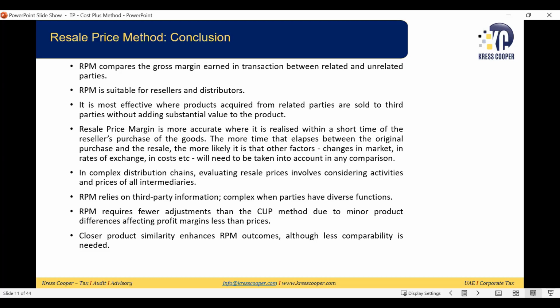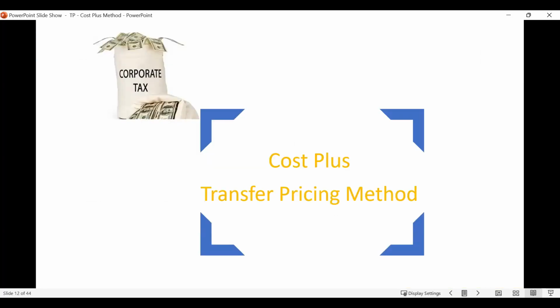If the products are similar, then that would enhance the RPM outcome, like we said. So that is one of the things that we need to consider. Here I will leave it to Mahar to discuss the topic for today, which is the cost plus method.